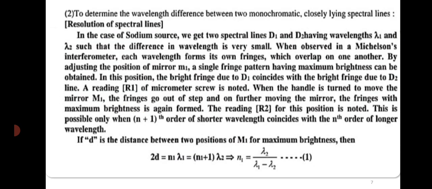The second application of Michelson's interferometer is to determine the wavelength difference between monochromatic closely lying spectral lines, which is also the resolution of spectral lines. In the case of a sodium source, we get two spectral lines D1 and D2 having wavelengths lambda 1 and lambda 2 such that the difference in wavelength is very small. When observed in the Michelson's interferometer, each wavelength forms its own fringes which overlap on one another. By adjusting the position of mirror M1, a single fringe pattern having maximum brightness can be obtained.